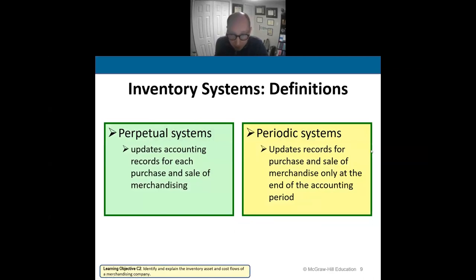In my inventory, I have two different methods of tracking it. Each type of retailer selects one or the other. They don't go between the two of them. All right. You select one and you stick with it. It depends on your type of business.